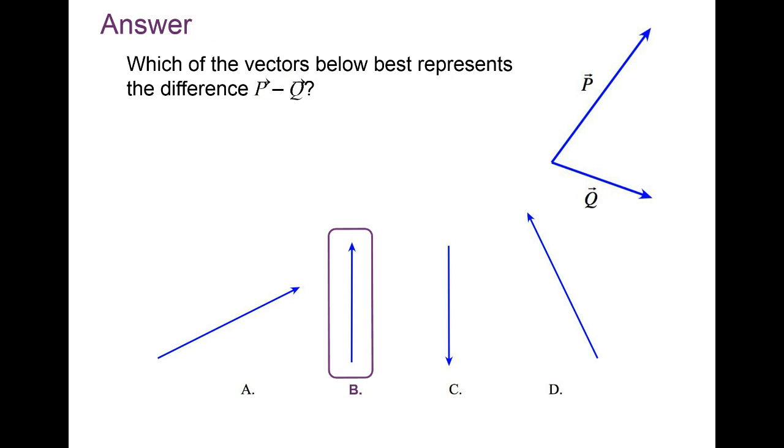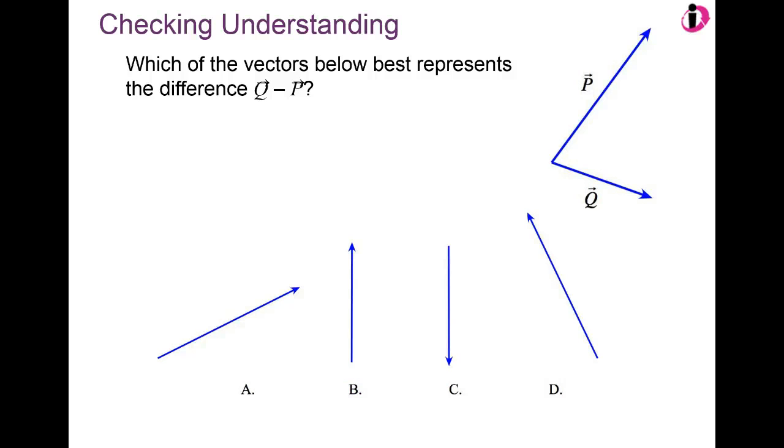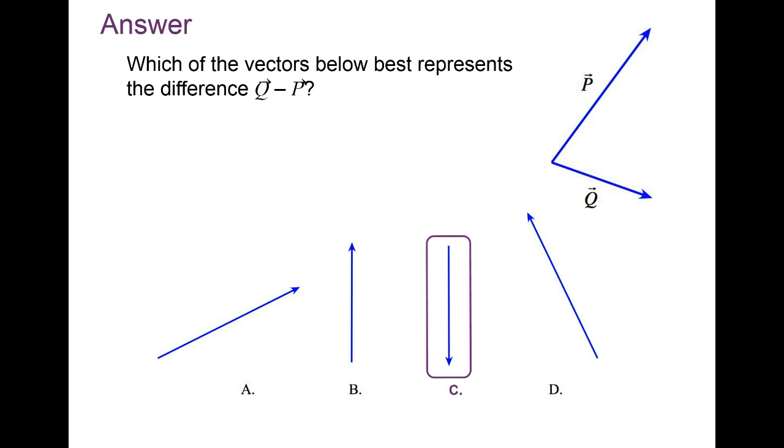Okay, one more. How about Q minus P? Keep Q where it is. Switch the direction of P. Start writing the next vector wherever you stopped with the first vector. And it'll go down this way, leaving you with start at the start, end at the end, and that vector would be C.